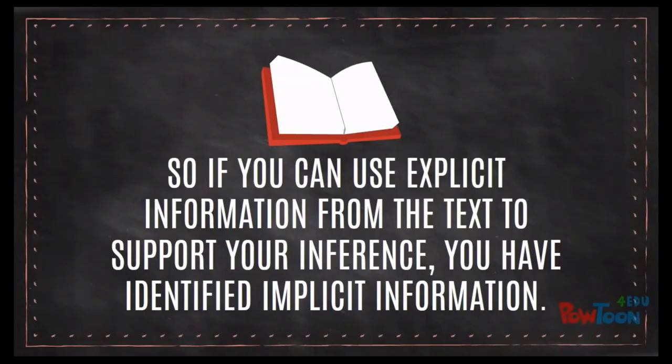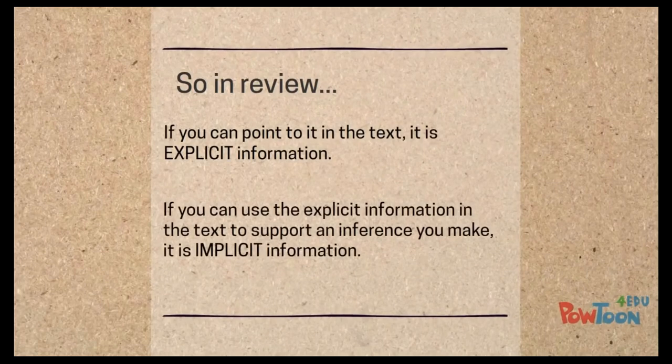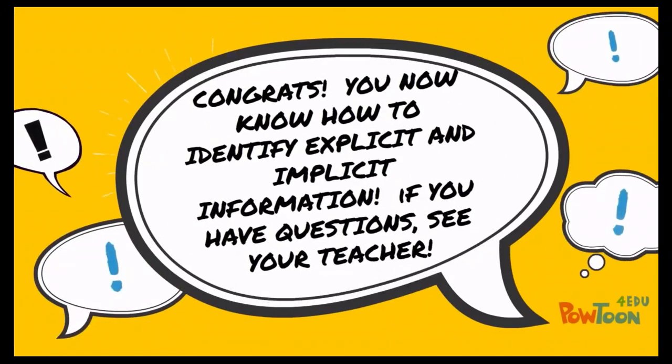If you can use any of the explicit information the author gives you to support an inference, you've identified implicit information in the story. So to review, if you can point to it in the text, it's definitely explicit information. And if you can use that explicit information to support an inference, then it's implicit information. Congrats! You now know how to identify explicit and implicit information.